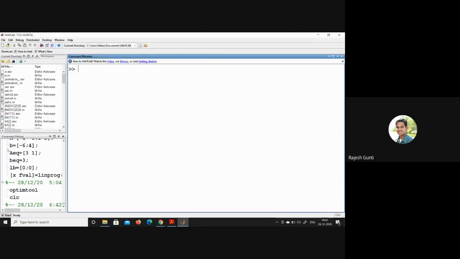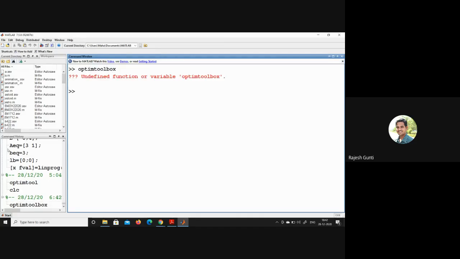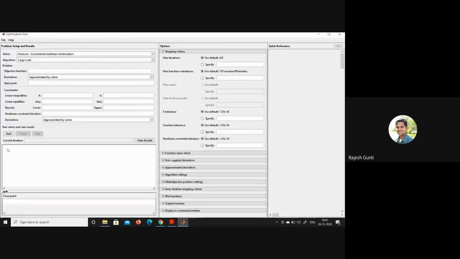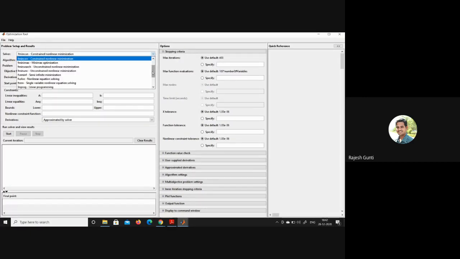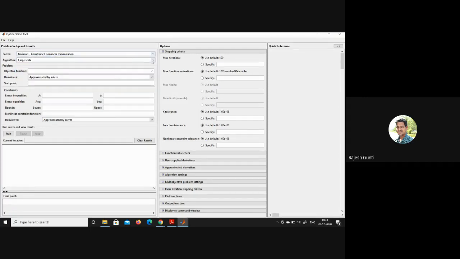The solver is fmincon in the optimization toolbox. This is the first thing. First one is fmincon only. So here fmincon is already there, for constrained nonlinear minimization. You take medium scale. Here we have to give the objective function, and for that we have to create an M file. That is the first thing.